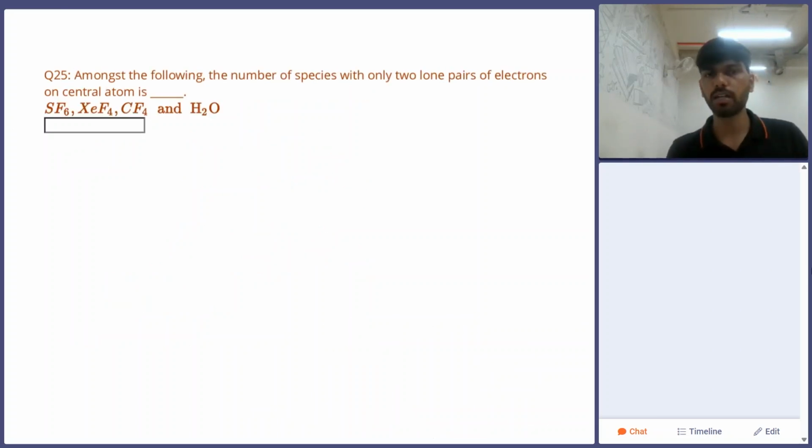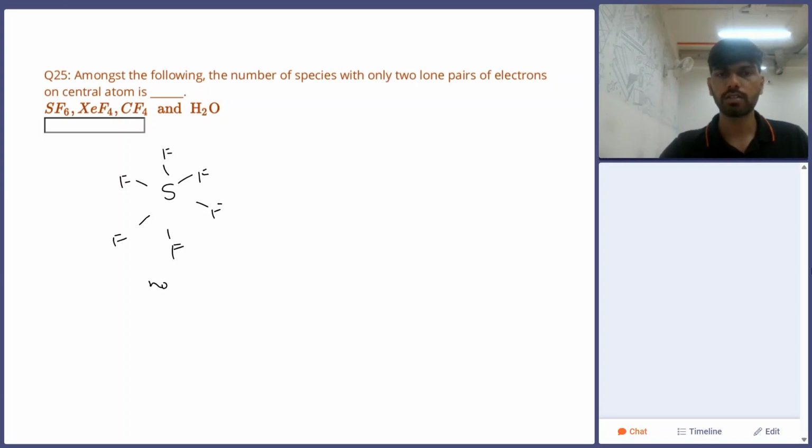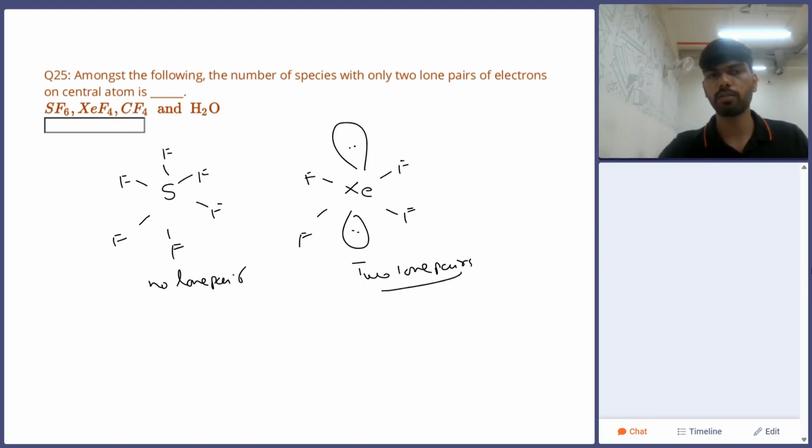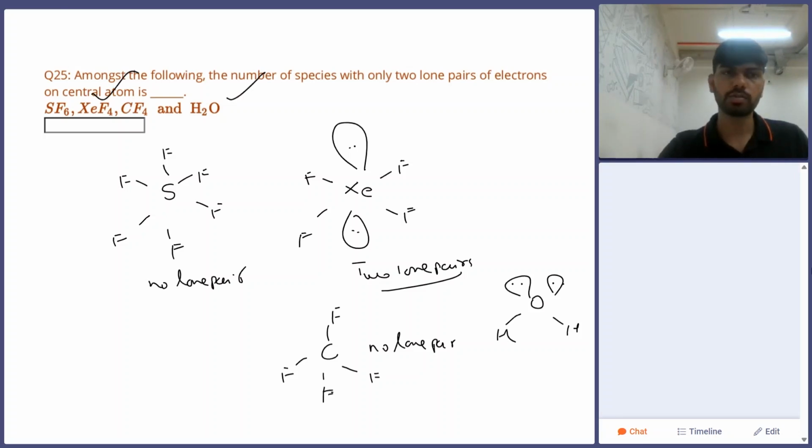Next question: amongst the following, the number of species with only 2 lone pairs of electrons. So, 2 lone pairs, draw the structures. SF6, with fluorines: no lone pair. XeF4, with fluorines: 2 lone pairs, so this one we have to count. CF4: no lone pair. And now water: 2 lone pairs. So XeF4 and H2O, so the right answer is 2.